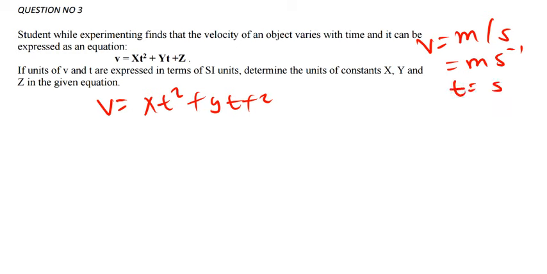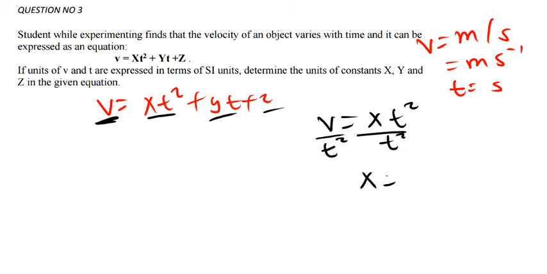Okay, so what I'm going to do now here is, when you have been given such kind of equation, you cannot derive the formula using everything here at the same time. You can only do it one term at a time. So here you start, you say v is equal to x times t squared. You want to find the SI unit for x, divide both sides by t squared. So x will be equal to v over t squared.